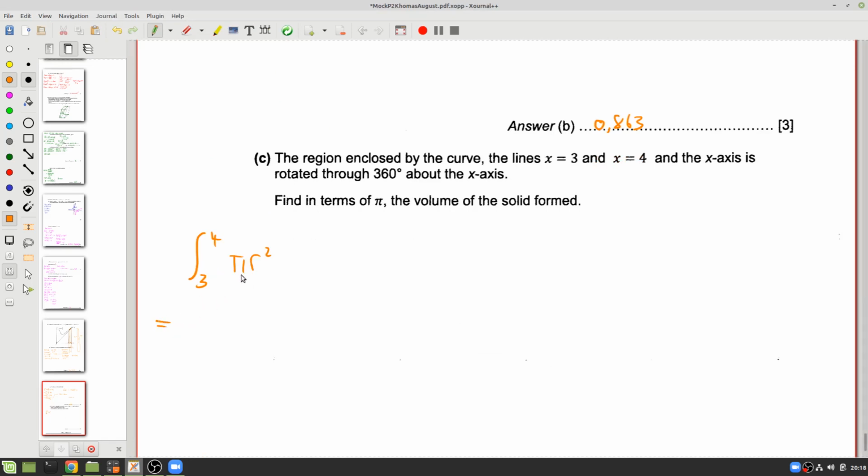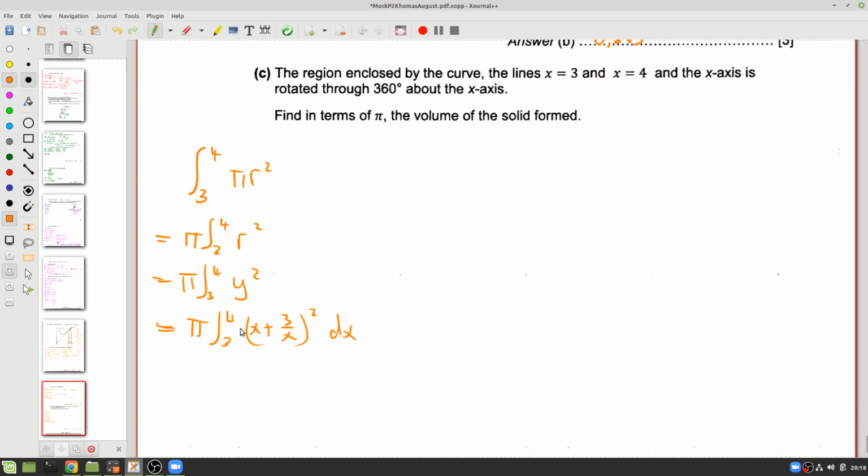Now, I'm going to rewrite this by taking the pi outside. Integrate from 3 to 4 the radius squared. But what do we know about the radius? We just saw the radius. The radius is the y value of the curve. So let's integrate y squared. And then finally, we know what y is. So y is x plus 3 over x. So we want to take that squared, dx. Okay, so there we go. Now we've got our thing set up and we just want to perform the integration. So let's take this over here and start there.